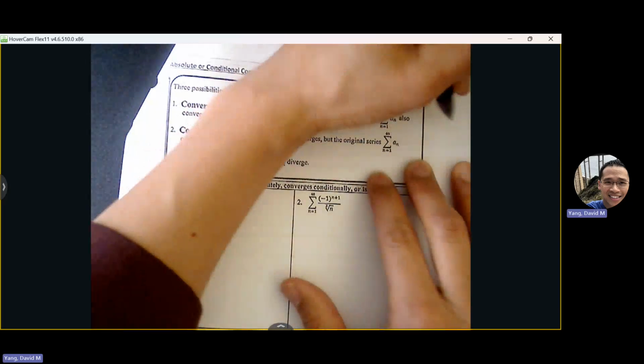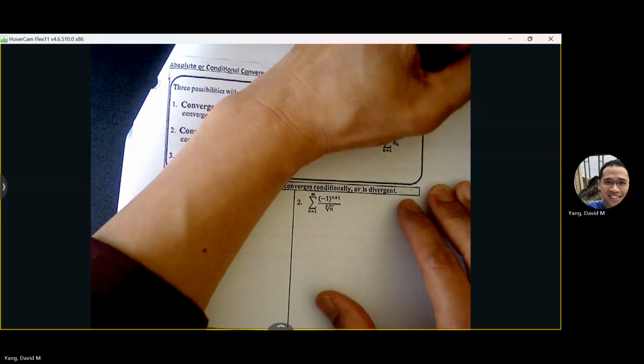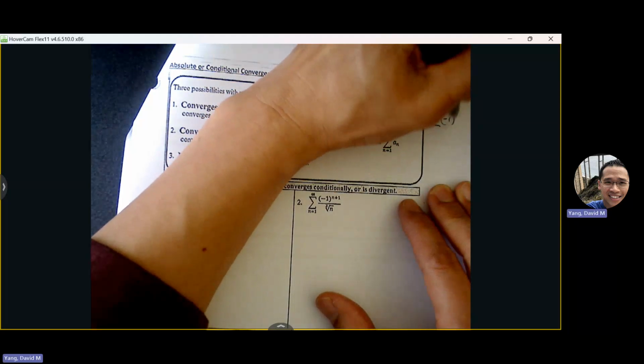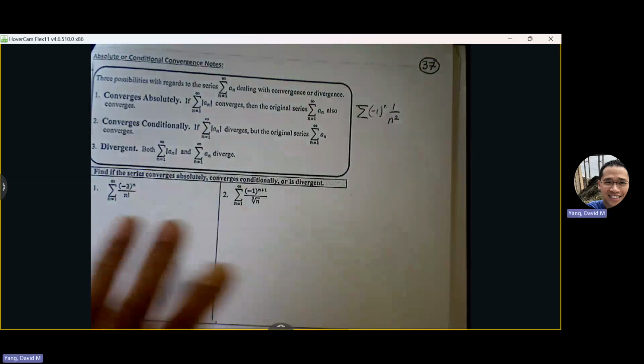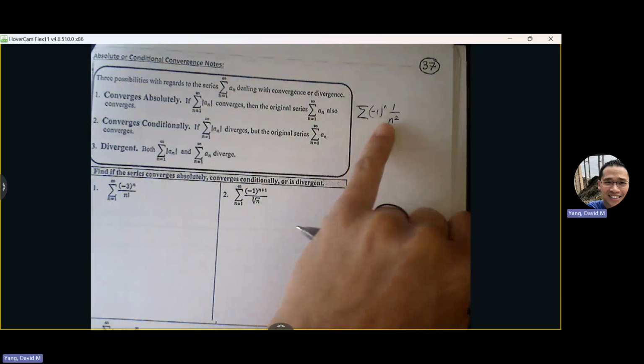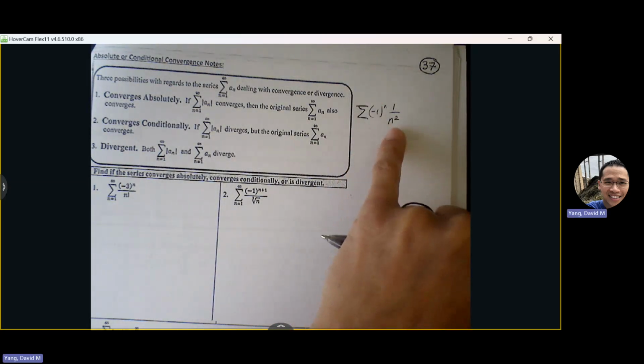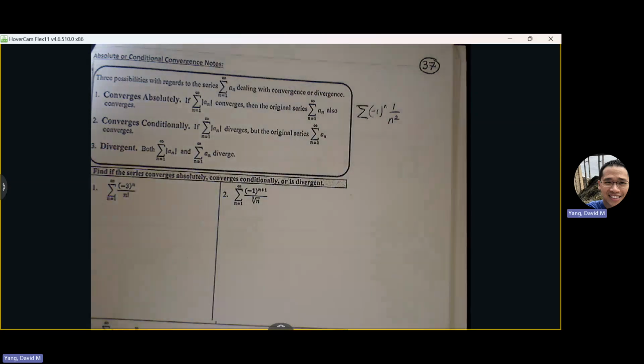An example would be the sum of -1 to the n of 1 over n squared. We know that there's an alternator here, but we don't need the alternator because 1 over n squared is going to converge on its own because it's a p series, right? It's good enough for it to converge. So this is considered absolute convergence.